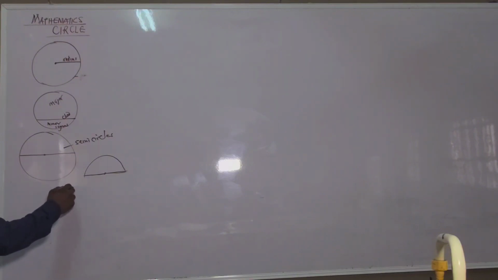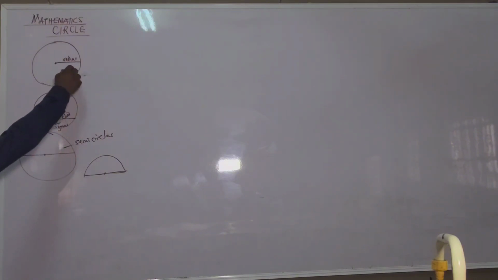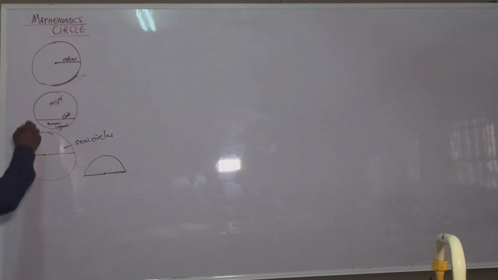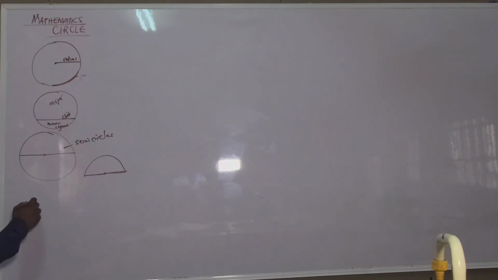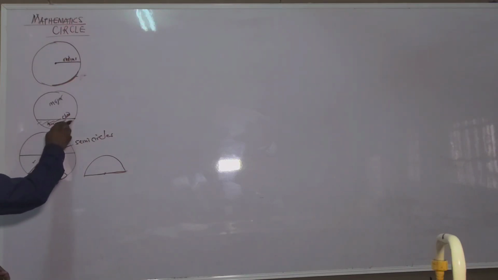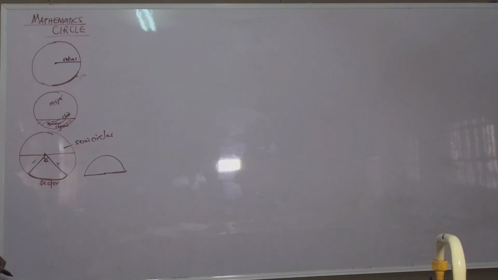This is an arc. A portion of the circumference is an arc. So an arc bounded by a chord is a segment. An arc bounded by two radii and subtending an angle is called a sector. This is a sector. This is a segment. So this is the sector of a circle.